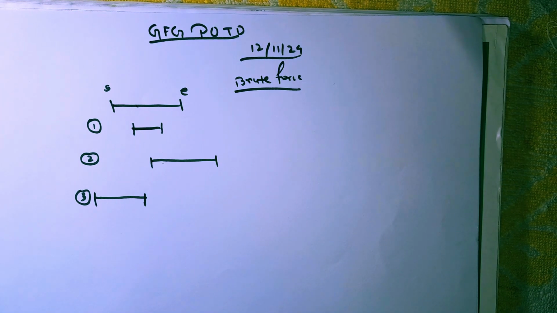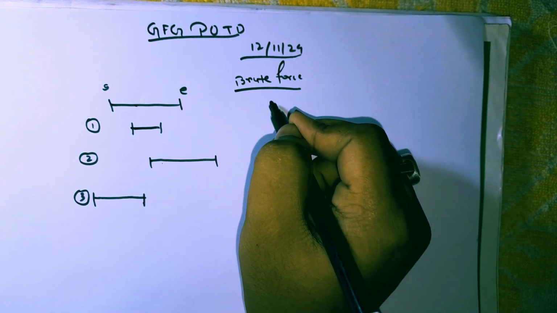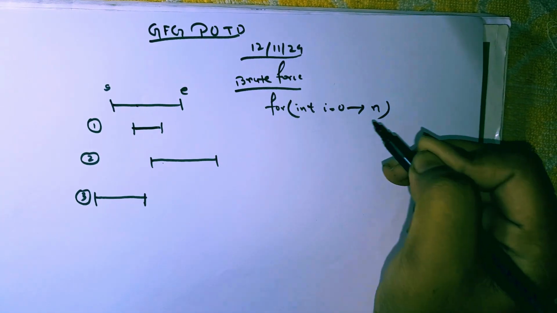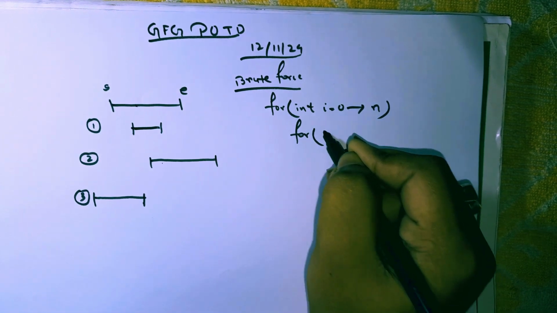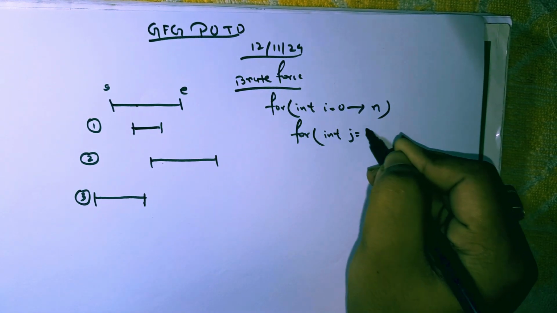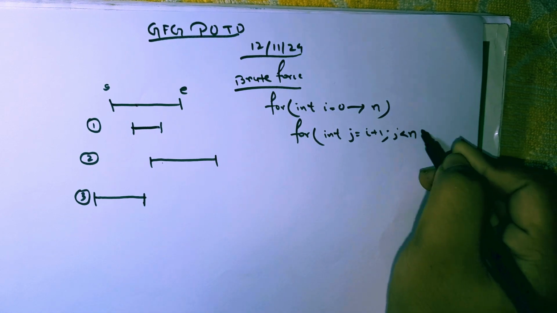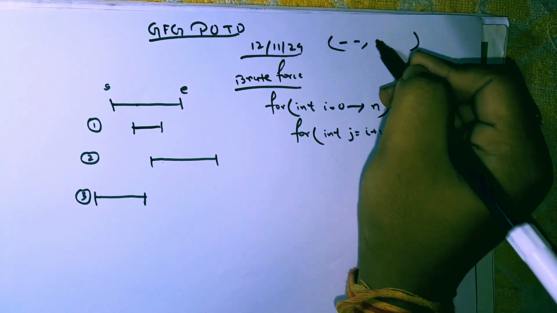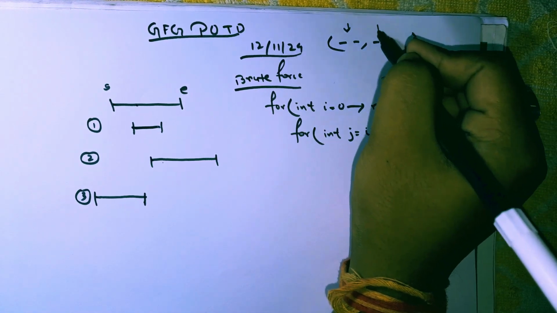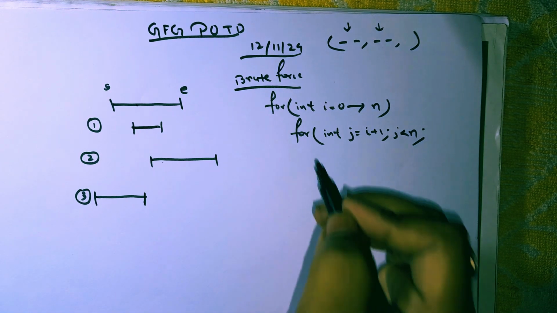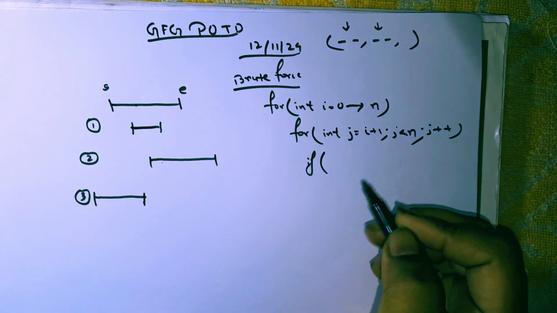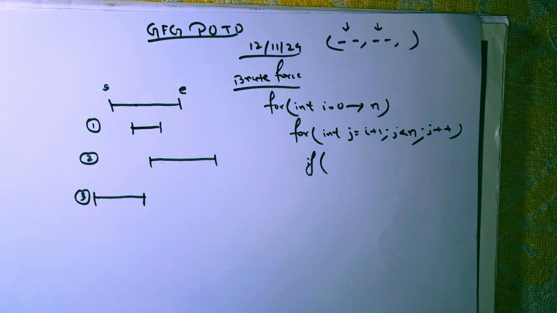In the brute force approach we can simply use two for loops. One for loop will run from int i equals 0 till n, and another for loop will run for int j equals i plus 1, j less than n. Which means I have a 2D vector and I will compare each pair of them, and I will check my overlapping condition. If I get any one of them overlapping, then I will simply return false.